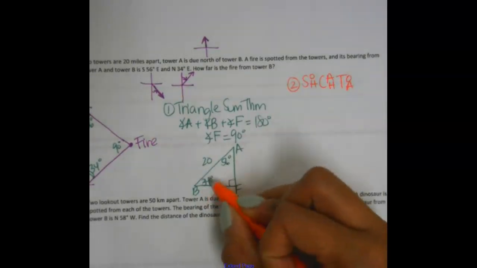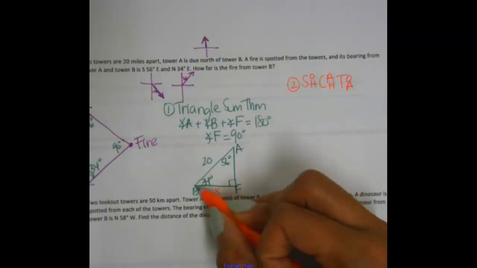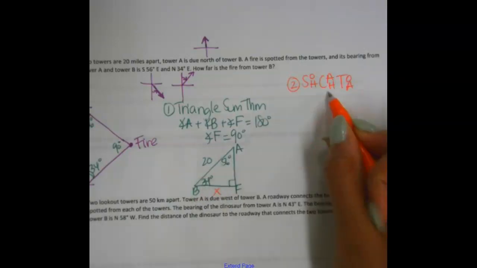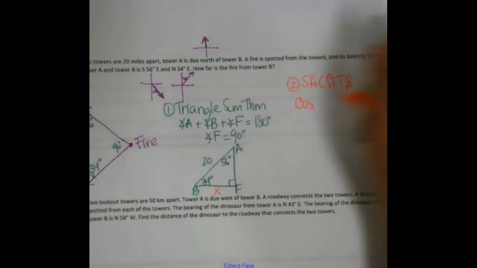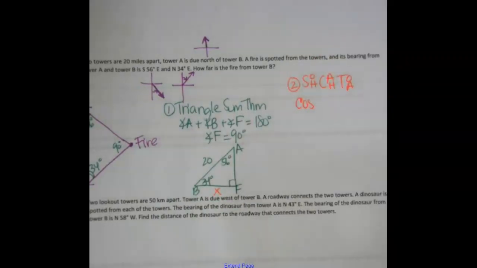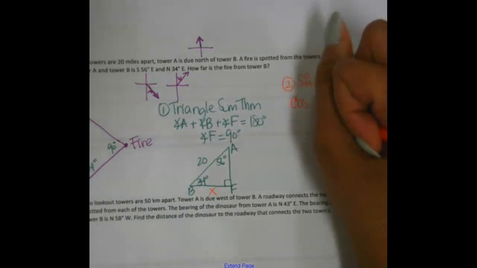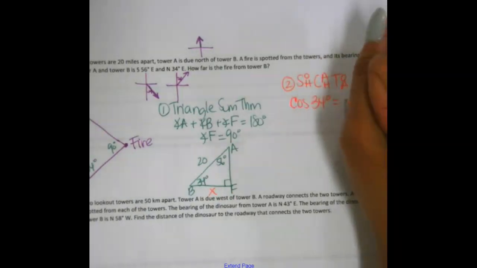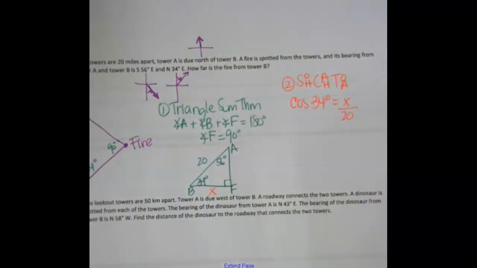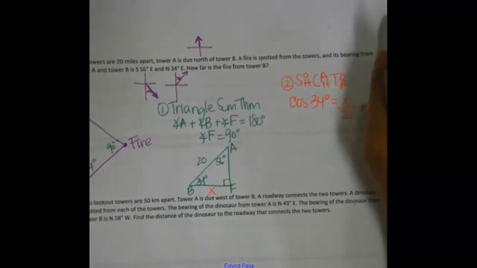I'm going to be a little lazy and use angle B, which is 34 degrees. And I'm going to use the trig function for the adjacent and the hypotenuse, which is going to be cosine. If you're like, Ms. Tapia, I really want to use sine and I want to use 56, I don't care. Do it. You should get the exact same answer. So cosine of 34 degrees is going to equal the adjacent over the hypotenuse. And then you're just going to solve.